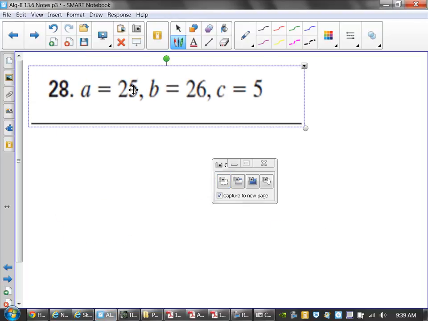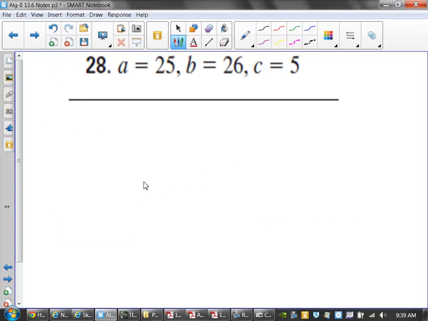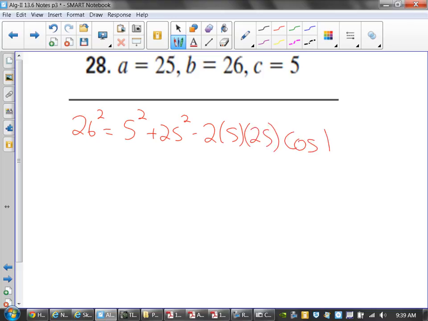Is that any time we're using law of cosines? Yes, always, if you have the three sides, find the largest angle first. Works much cleaner. So here, which angle am I going to find? The one across from B. So I just set it up as 26 squared is 5 squared plus 25 squared minus 2 times 5 times 25 cosine of B.